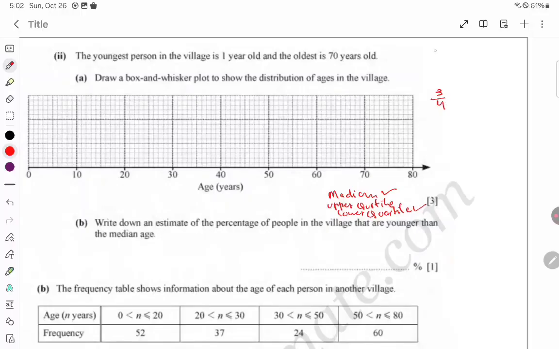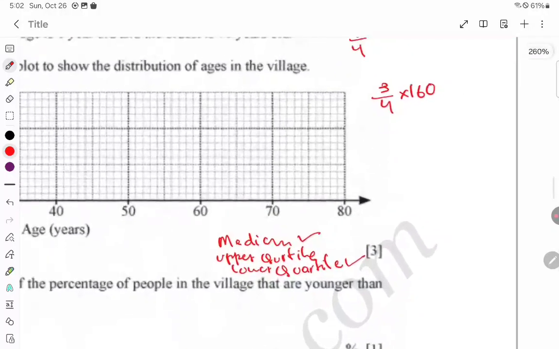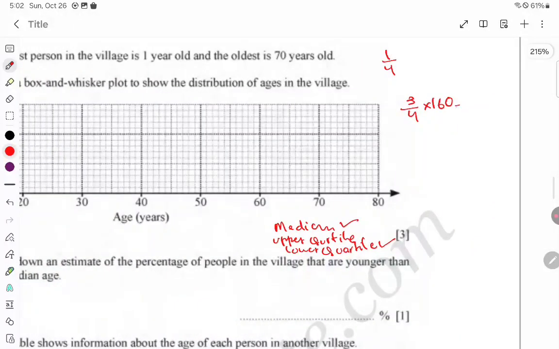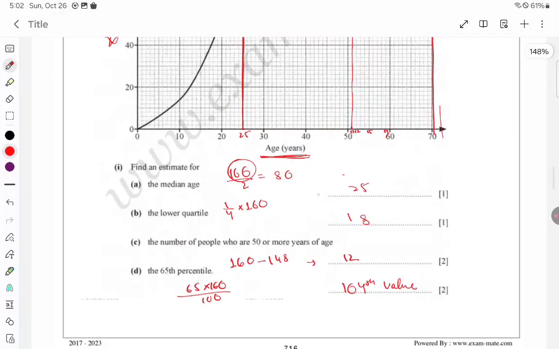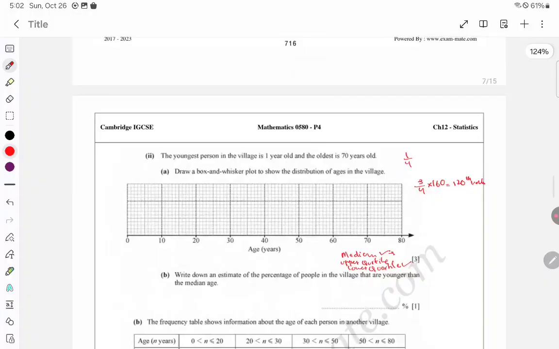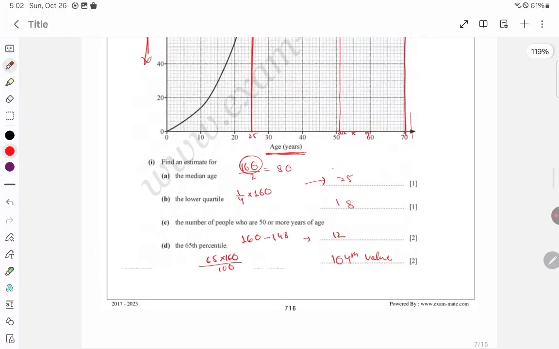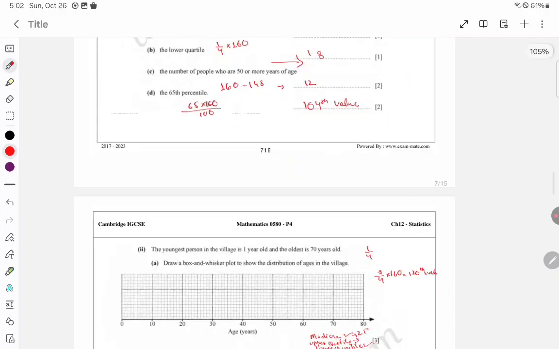So for the upper quartile, we use the formula of 3 over 4. For the lower, we use 1 over 4. For the upper, we use 3 over 4 multiplied by the total cumulative frequency, the highest cumulative frequency 160. It will give you the 120th value. So what is the median? We just calculated the median right here, 25. This is our 25, and the lower quartile, which is 18.